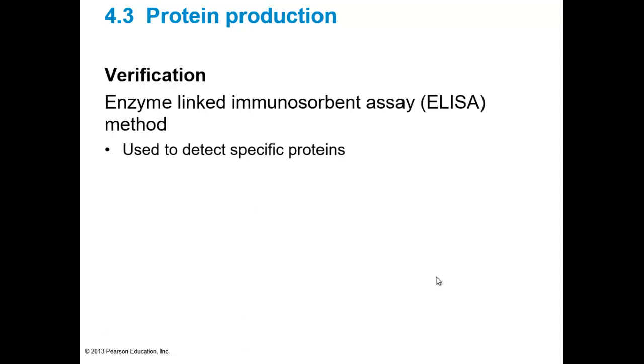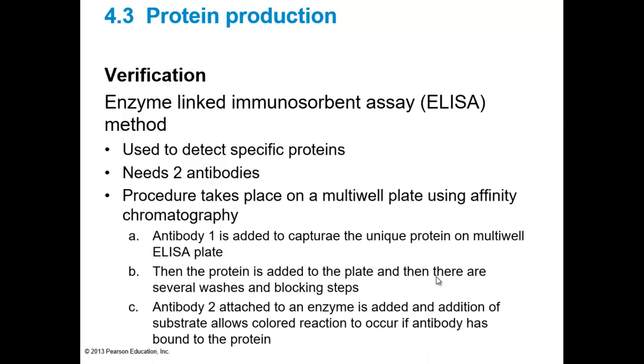Okay, but you can define and detect specific proteins. You need a detection antibody and a reporter antibody. And you take this on a multi-well plate, like a 96 well plate, and it uses the principle of affinity chromatography. Okay, antibody 1 is added to capture the protein that you're looking for. Then the protein sample is added after antibody 1, and then you wash it and you block excess antibody.